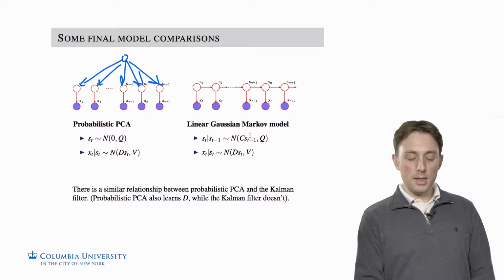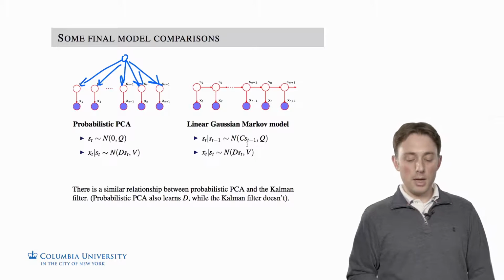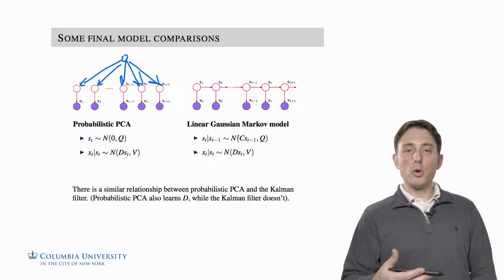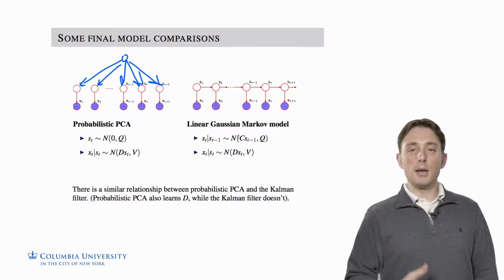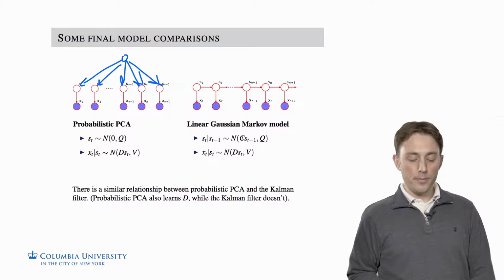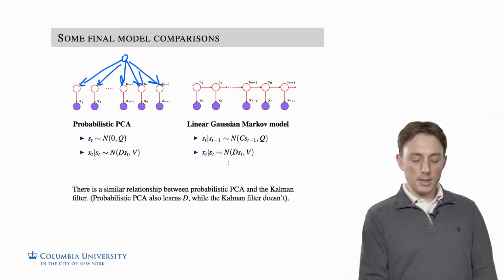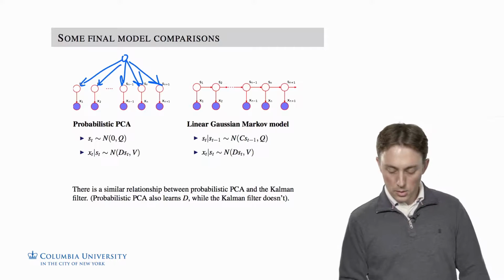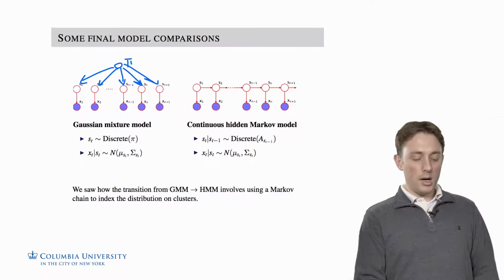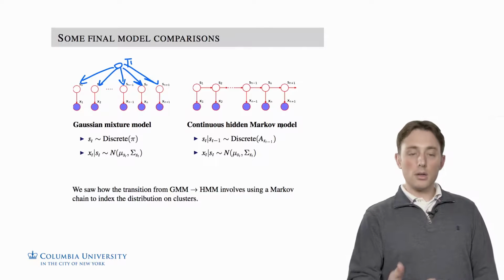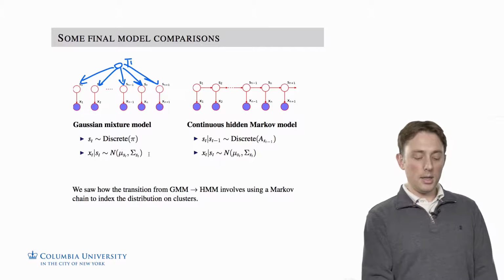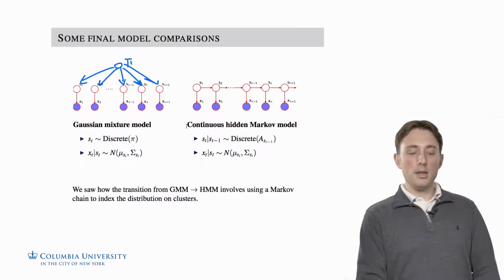So we again see that the latent state at the previous time point informs the latent state at the next time point according to this function. But then given the latent state, we have exactly the same distribution on the observation as with probabilistic PCA. So again, with discrete state models, Gaussian mixture model and the continuous hidden Markov model are essentially the same in the data generating distribution, but fundamentally different in the way that the distributions are picked.